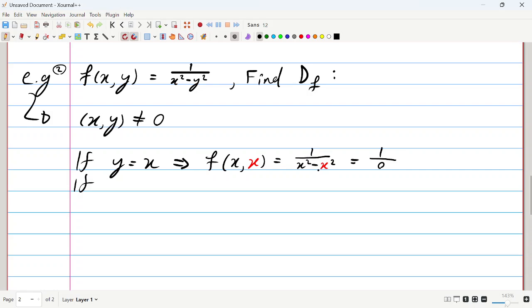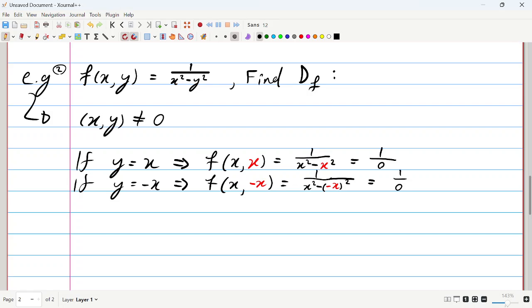So that's something that you need to look out for. And also, if we have the case where y is equal to negative x, then that implies that f of x, negative x is equal to 1 over x squared minus, and let's just put it in brackets here, negative x squared. Notice that the square will cancel out the negative, and therefore we are once again left with 1 over 0.